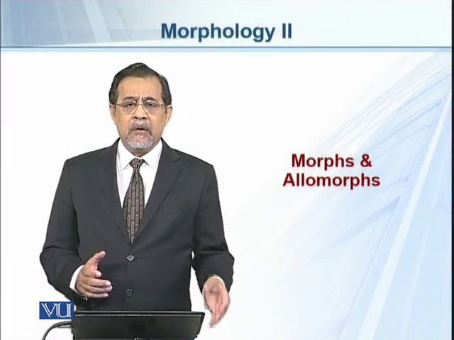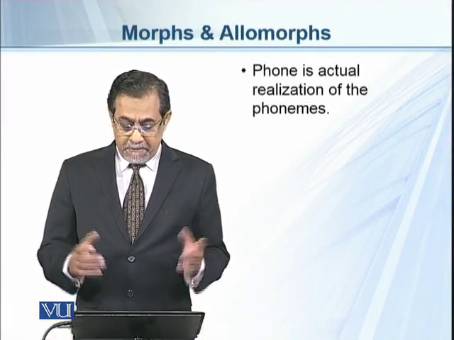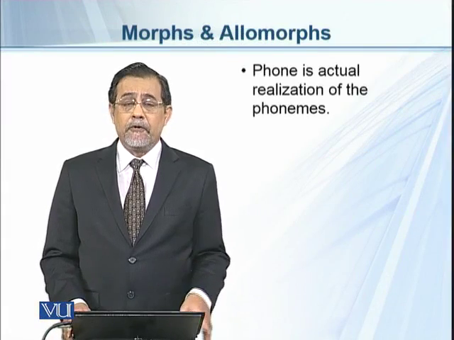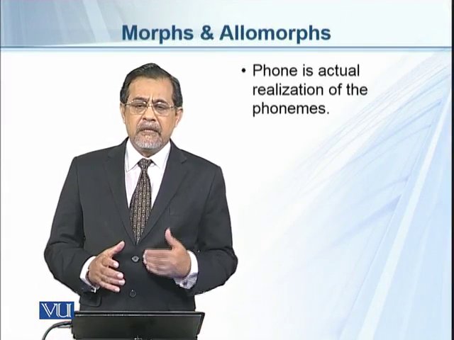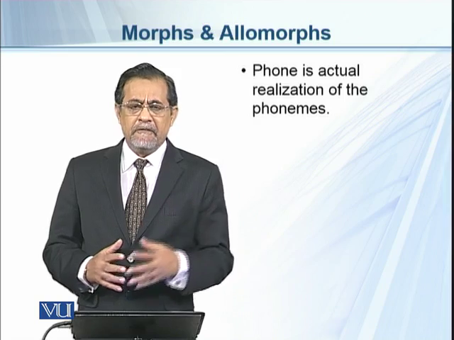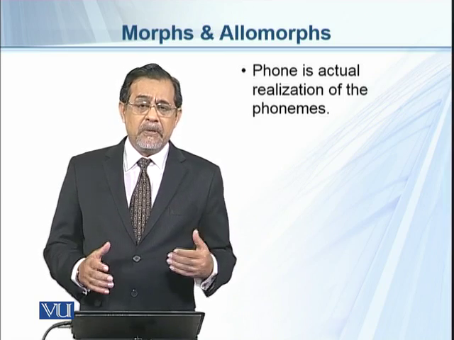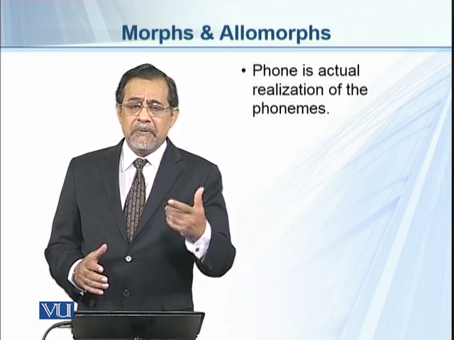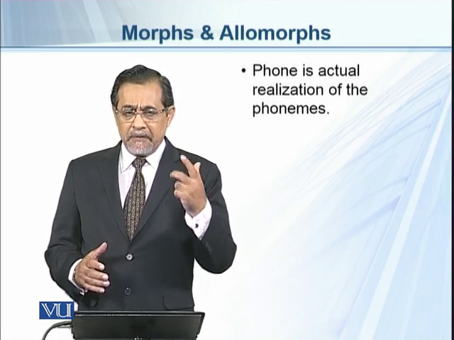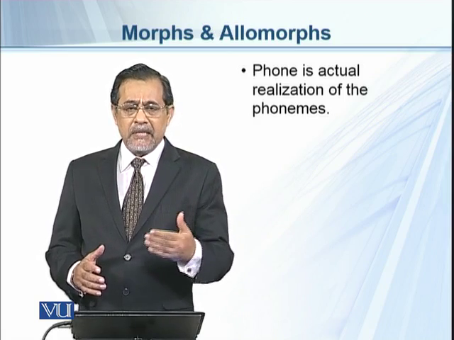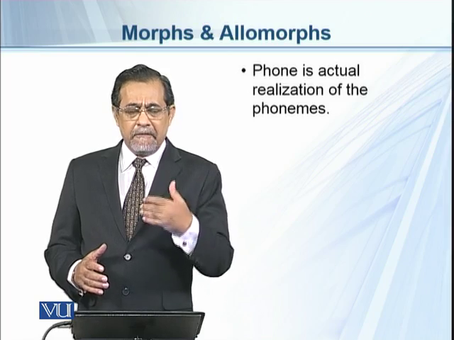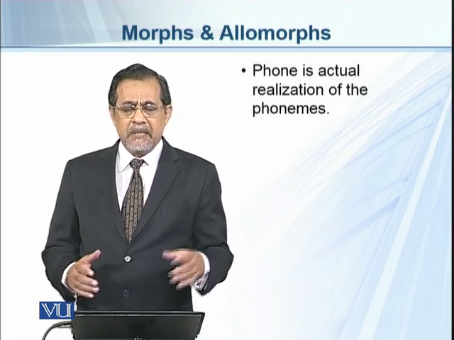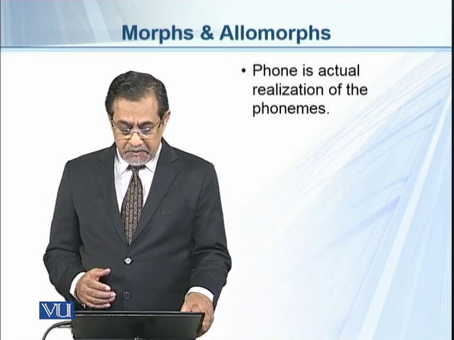Morph and allomorphs. A phone is the actual realization of a phoneme. We can see that a phoneme can have different variants. For example, take the word people. In the first, we have one pronunciation of the phoneme, and in the second, the same phoneme is pronounced differently, and there are certain other examples.